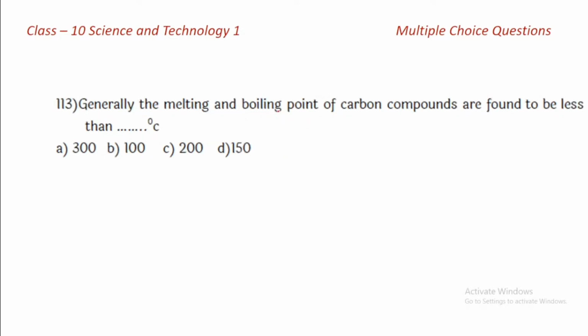Generally, the melting and boiling points of carbon compounds are found to be less than dot dot degrees Celsius: 300 degrees Celsius, 100 degrees Celsius, 200 degrees Celsius or 150 degrees Celsius. So the correct answer is option A, 300 degrees Celsius. That is, generally the melting point and the boiling point of carbon compounds are less than 300 degrees Celsius.